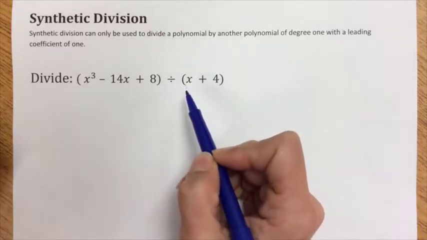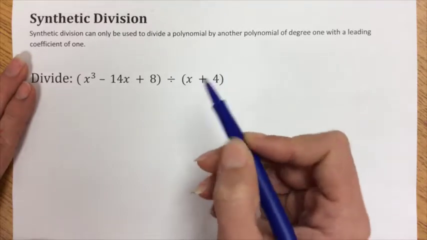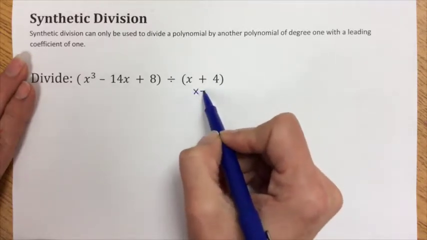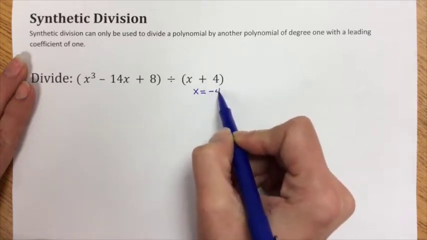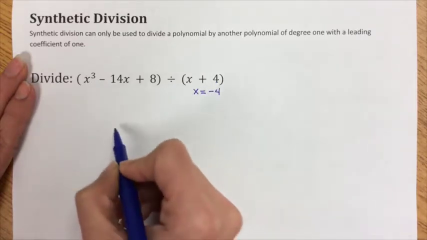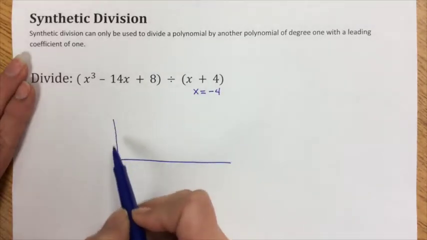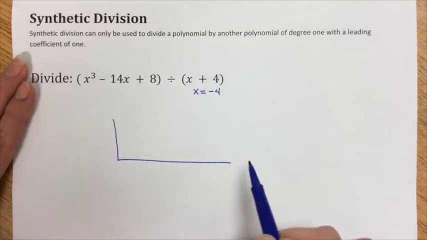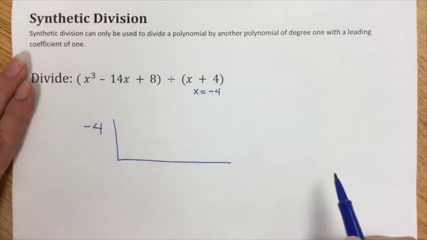If you can use synthetic division, you want to make sure that you turn the divisor into a 0. So we're going to change this, or solve it for x, and say x equals -4. That is what we are going to put on the outside of this kind of half box, the left and the bottom side of a box. We're going to put this -4 out here.